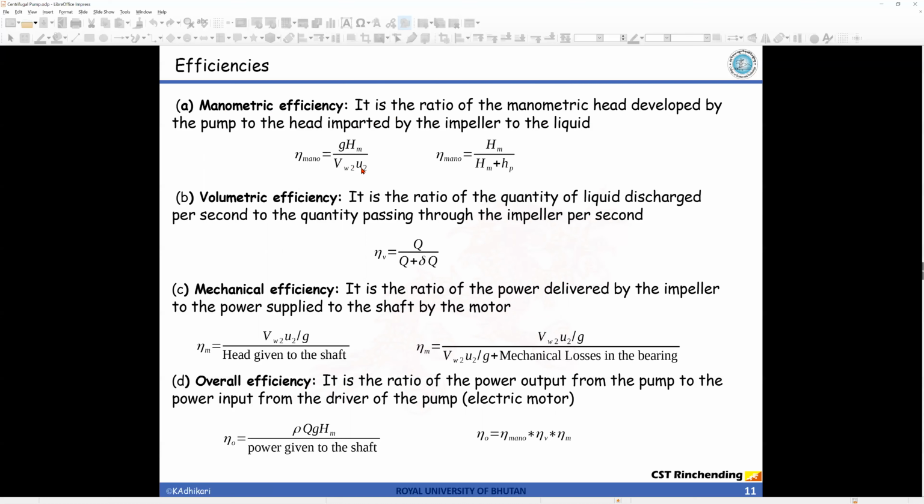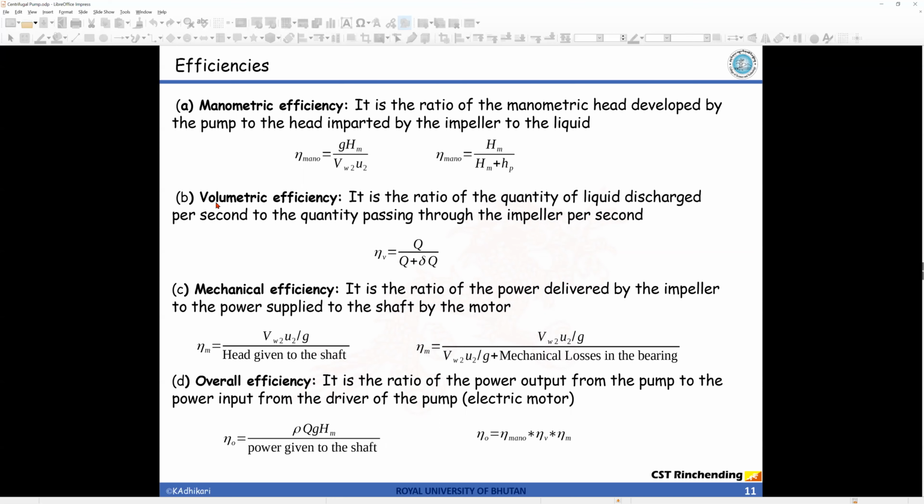Now Vw2u2 over g, that g over g is going up, that's why this looks in this form, but it is manometric head divided by the total head that has been added to the water. So that is the understanding.